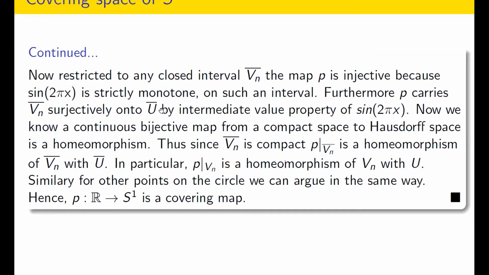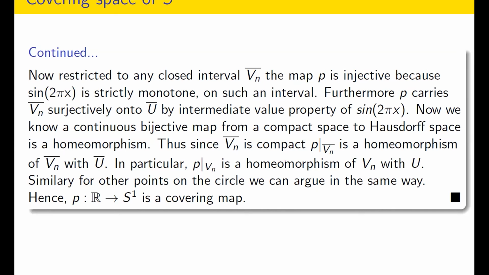So what we used here, we used the intermediate value property of sine 2 pi x. So we got P is injective from Vn bar to U bar, Vn is surjective, and P is also continuous because restriction is always continuous. A restriction of continuous map is always continuous. Now we have to prove inverse is continuous.